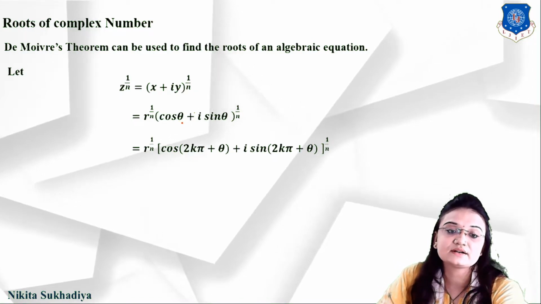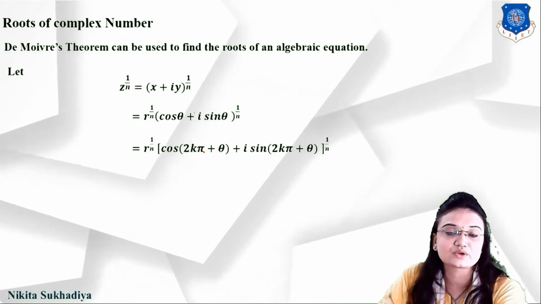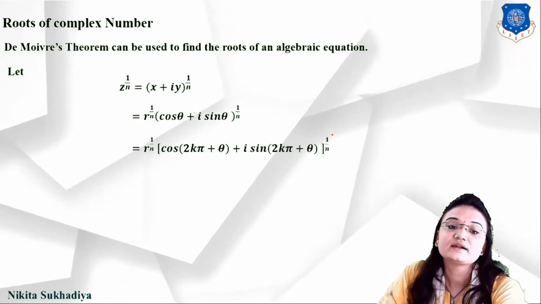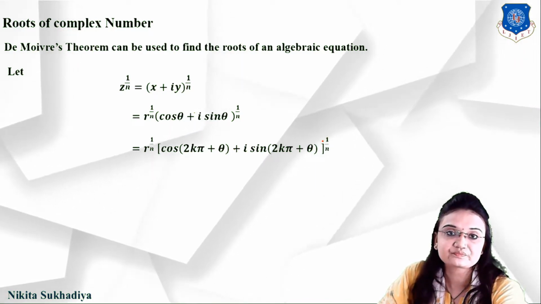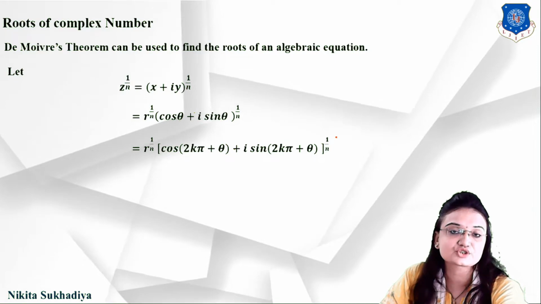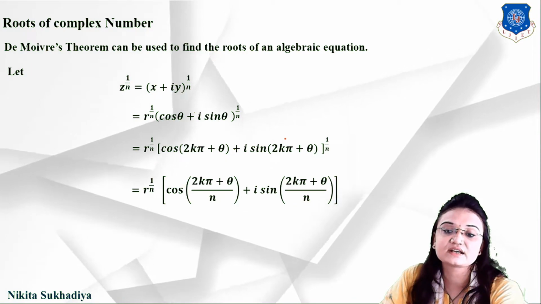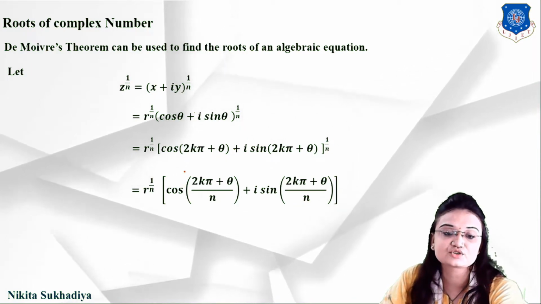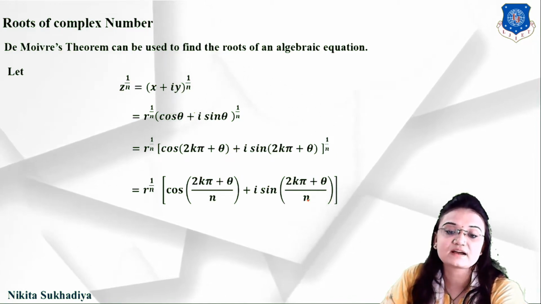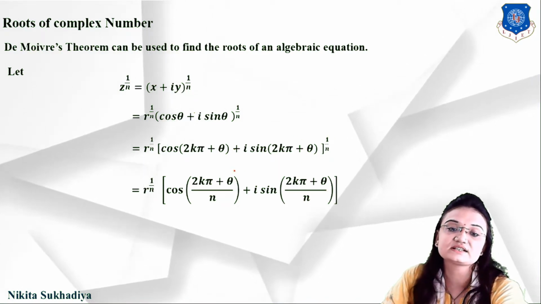Now here we have to take a general form, so we add 2k pi to theta. Our next term becomes r raised to 1 by n, (cos (2k pi plus theta) plus i sin (2k pi plus theta)) raised to 1 by n. By using de Moivre's theorem, multiplying this 1 by n with the theta form, we get cos ((2k pi plus theta) by n) plus i sin ((2k pi plus theta) by n).